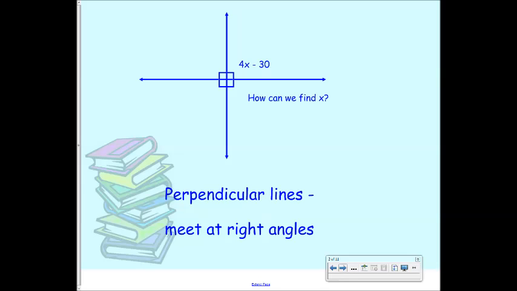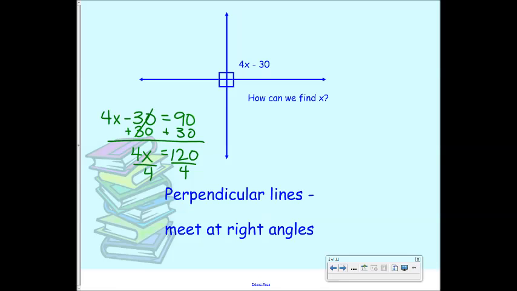So in this case, 4x minus 30 equals 90 because it's a right angle. And we know it's a right angle because of what? That little box. That little box tells you it's a right angle. So what would I do to solve this then? And you get 4x equals 120. So then divide by 4, x equals 30.